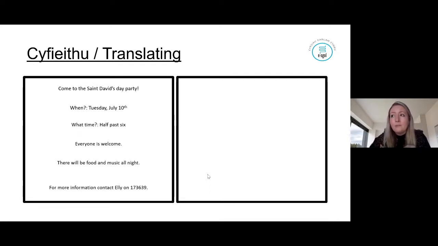Okay. So another bit of good advice for you would be to use a ruler or something like that and cover the rest of it. So you're only dealing with it line by line. So you know that you're only dealing with it a couple of words or a couple of phrases at a time. Okay. So when? Tuesday, July the 10th.